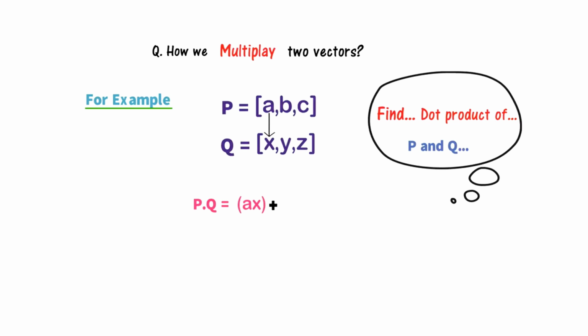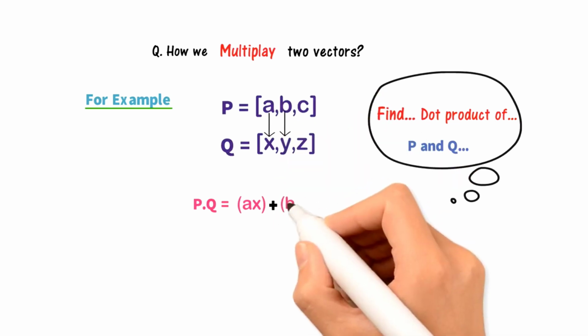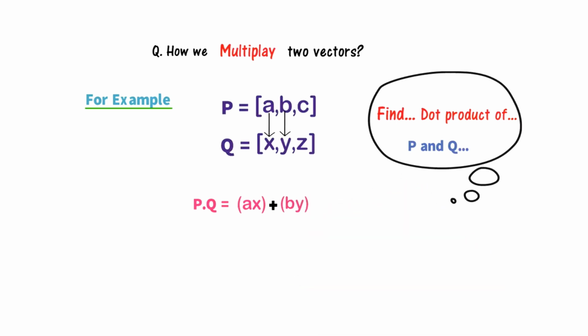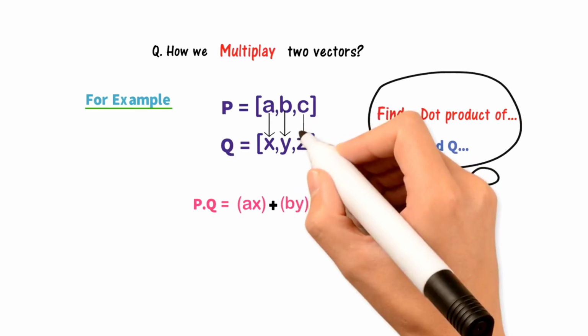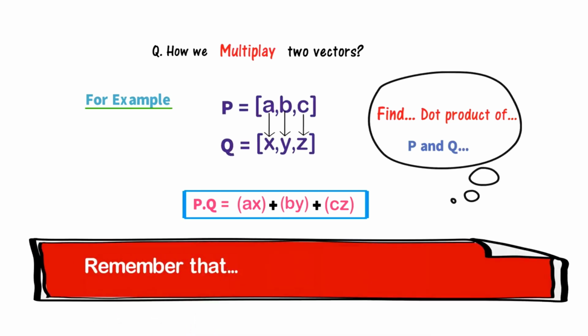Now I will multiply the y component of P with the y component of Q, and that is by, and then again I will put the plus sign, and in the last I will multiply the z component of P with the z component of Q, and I am getting cz. Now this is the dot multiplication, or dot product, or scalar product of vector P and vector Q. Remember that the dot product of two vectors P and Q will always give me a number.